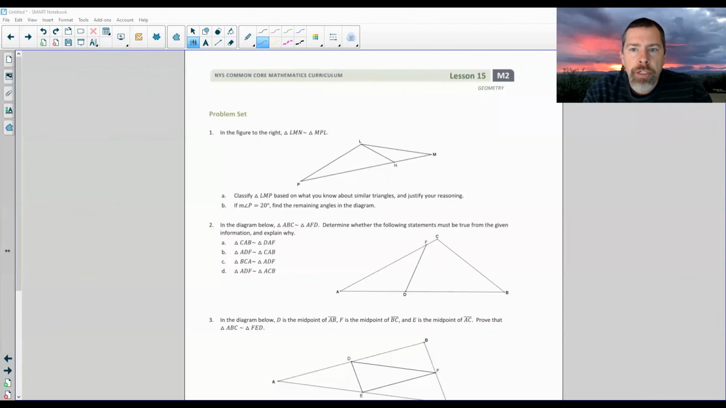Okay, page 5 brings us to the end of lesson 15. Finally, we're doing some math. We're doing some applied problems, which is a lot better than proofs, and figuring out what theorems we can use to do this math. So enjoy. This is the end of lesson 15. Go do your problem set.